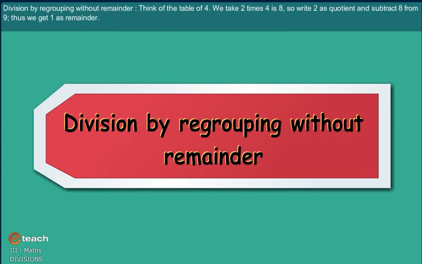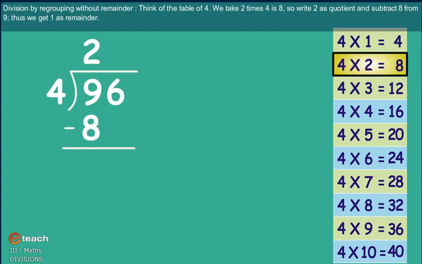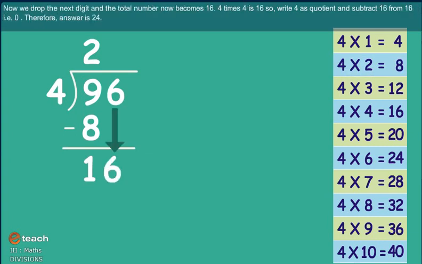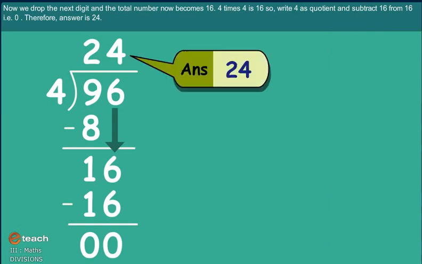Division by regrouping without remainder. Think the table of 4. We take 2 times 4, so write 2 as quotient and subtract 8 from 9. Thus we get 1 as remainder, and now we drop the next digit and the total number now becomes 16. Think table of 4. 4 times 4 is 16. So write 4 as quotient and subtract 16 from 16. And answer is 24.